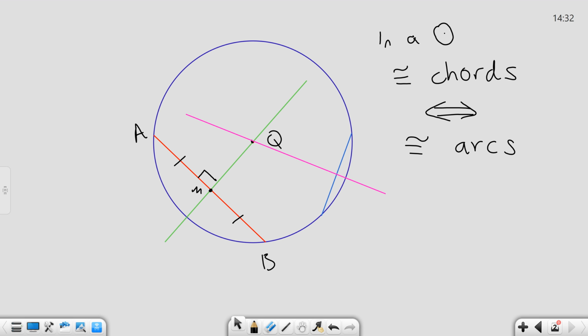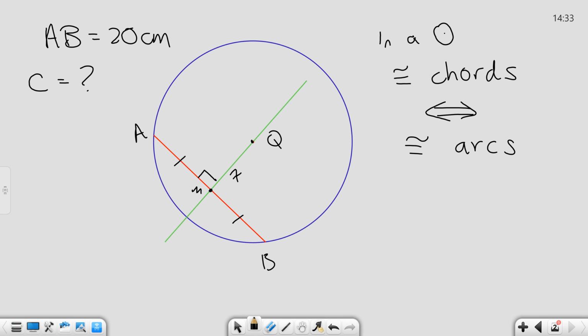Okay, let's try something that's not so obvious. Let's say this chord is 20 centimeters long, and it's 7 centimeters from the center of the circle. So notice, if the chord gets bigger, it moves closer to the center. If it gets smaller, it moves closer to the circle. If that's the case, then I would like to know what's the circumference of the circle.